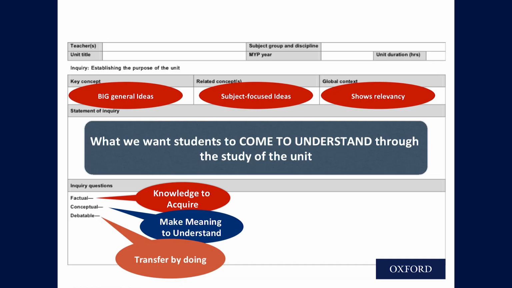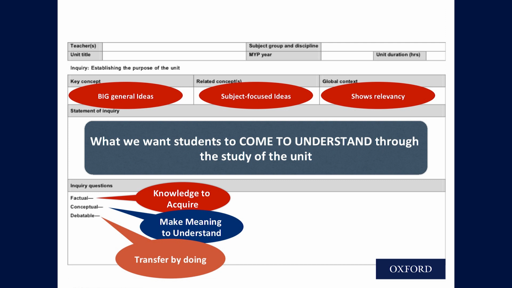And here it is in the unit planner format. The key concepts are what Lynn Erickson calls the macro, the big ones, the ones that reach across subject areas. The micro are the more subject-specific that allow us to go into the subject. Those are the related concepts. That's why we have two different boxes rather than one. We want the big general concepts and the more subject-specific.